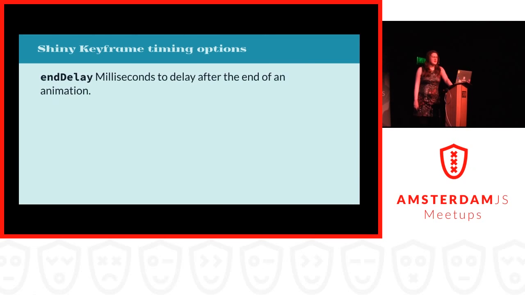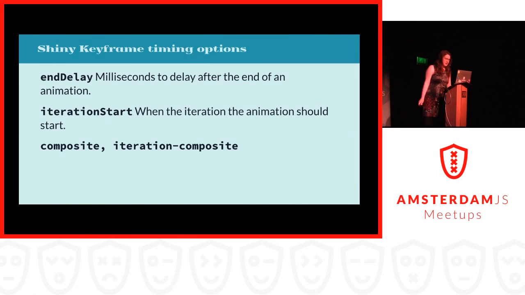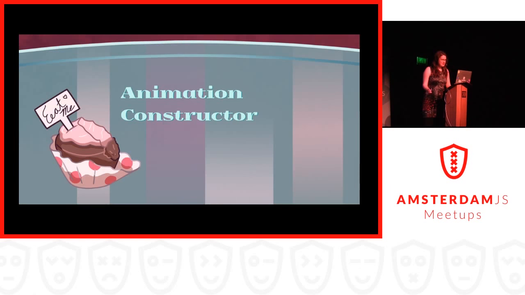End delay. These are milliseconds to delay after the end of an animation. Really handy if you are staggering animations or playing them one after another. Iteration start, when the iteration for the animation should start. We've also got things like composite, iteration composite, which are just a little too weird to get into right now.